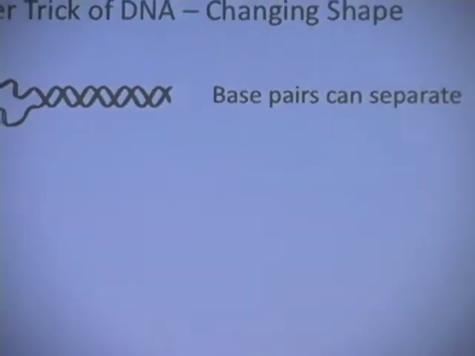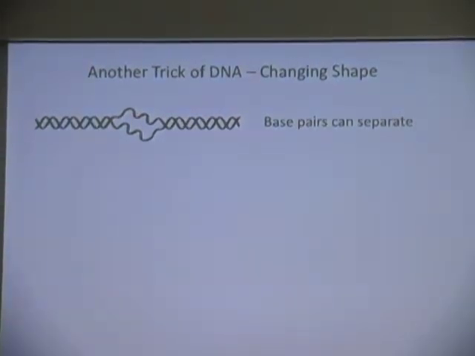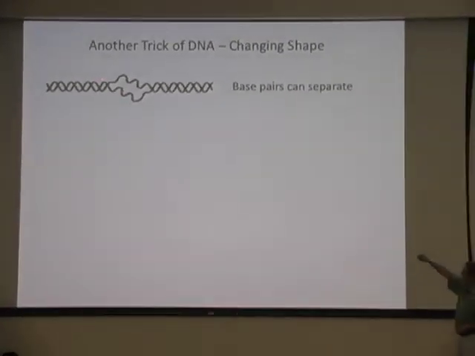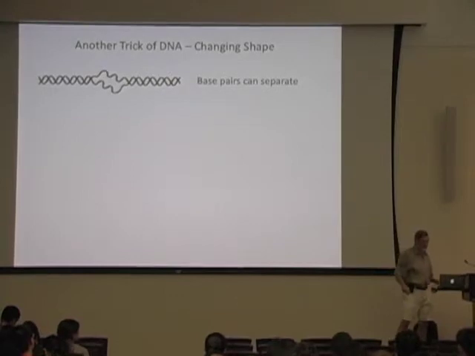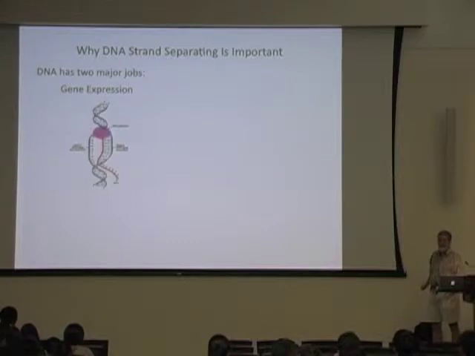Okay, DNA has another trick. Back to some chemistry and physical chemistry. Any base pairs that form can separate. Now, you remember the AT base pairs had 2 hydrogen bonds and the GC base pairs had 3. Well, partly because of that and partly because of other reasons, it's easier to separate the AT base pairs than the GC ones. But nevertheless, anything that can form can separate. And the energy that it takes to do that is going to depend on what the base pairs are that you're trying to separate.